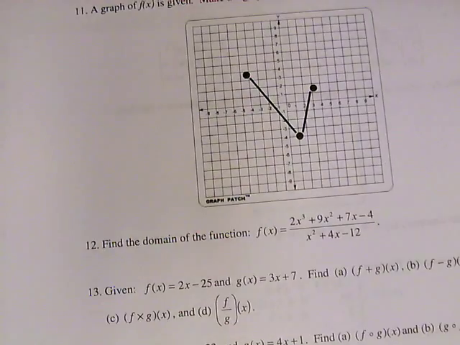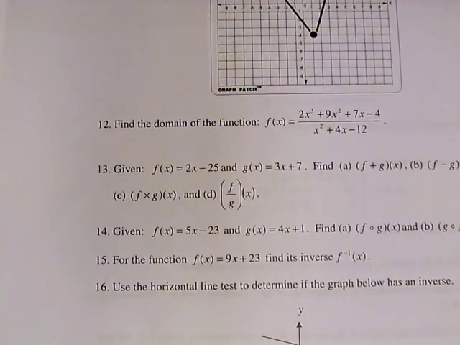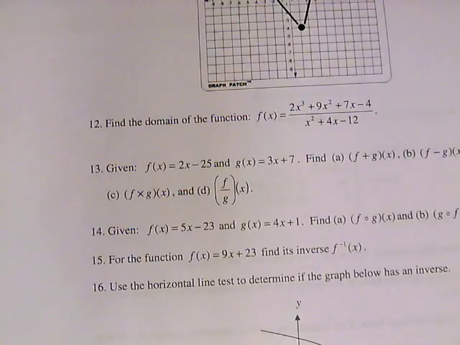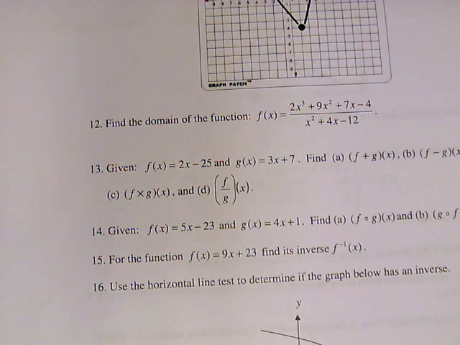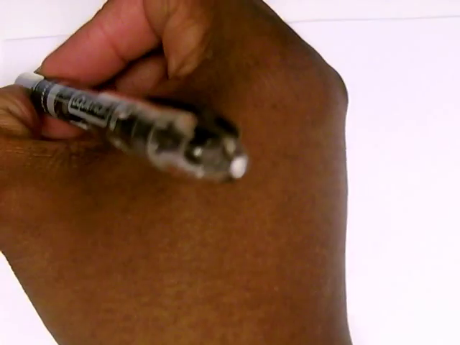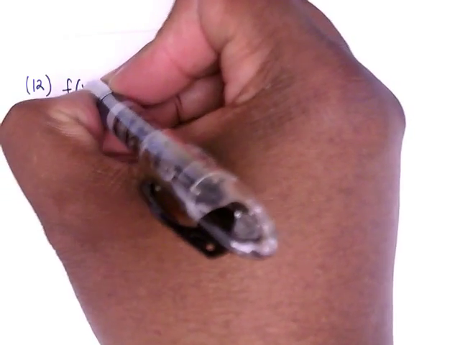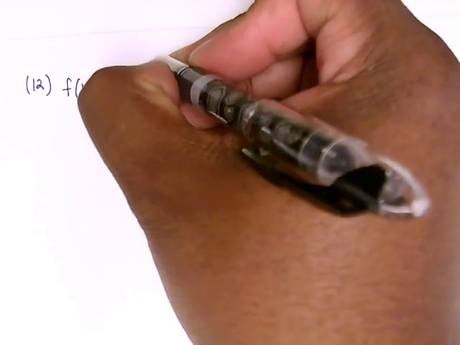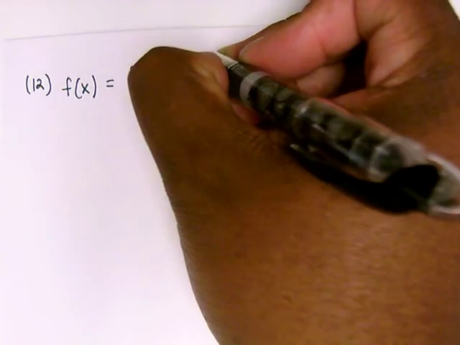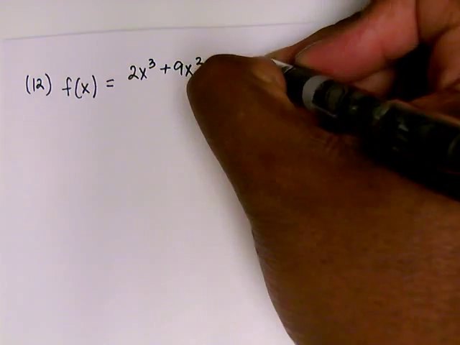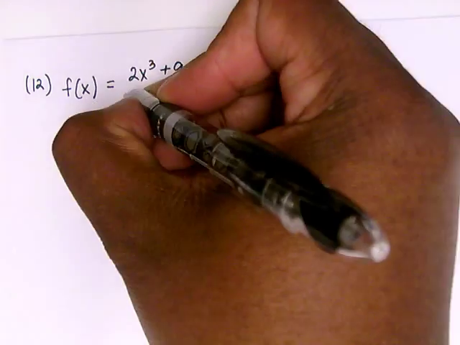Okay, now problem number 12 is finding the domain of the function f of x equal to 2x cubed plus 9x squared plus 7x minus 4, all divided by x squared plus 4x minus 12. Now here we have a rational function, and we want to find out what its domain is going to be.